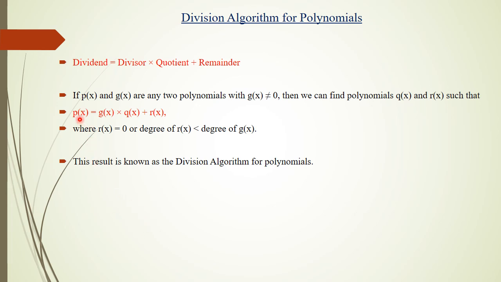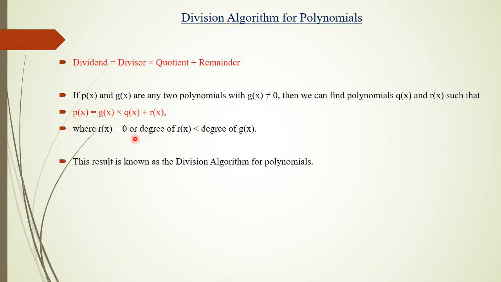Here, if p of x is a polynomial that we want to divide by a polynomial named g of x, then we get the answer, that is quotient, as q of x, and remainder is going to be our r of x. Then this algorithm says that we can obtain the polynomial p of x by multiplying g of x and q of x and adding r of x, that is remainder, to this product. Then we are going to get p of x.